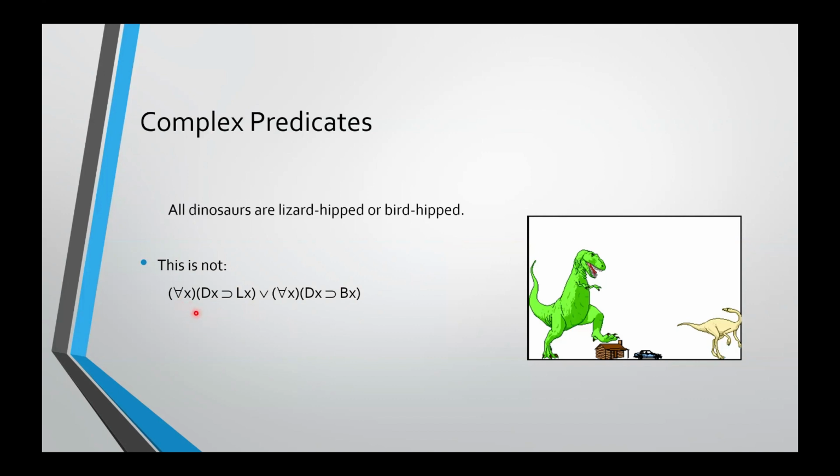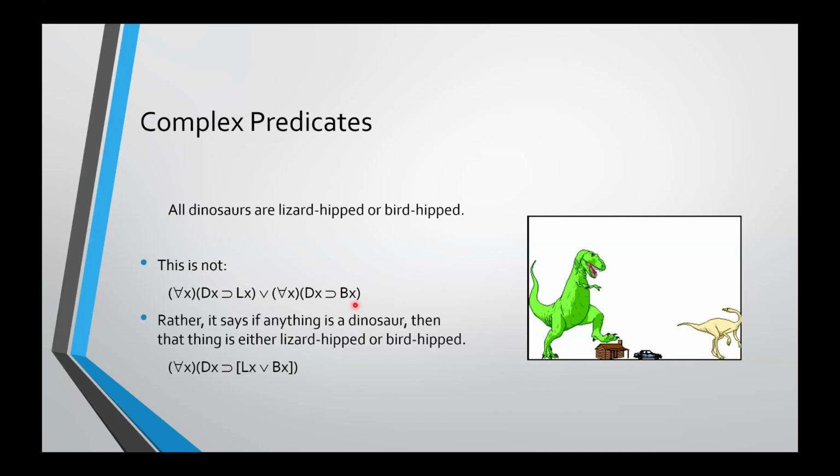What this says is for all x, if x is a dinosaur, then x is lizard-hipped, or for all x, if x is a dinosaur, then x is bird-hipped. All dinosaurs are lizard-hipped, or all dinosaurs are bird-hipped. That's not right, though, because that says that they're all one way or they're all the other way. What we want to say is that there are the two categories, and each dinosaur has to fit in one category or another. So it's going to look like this.